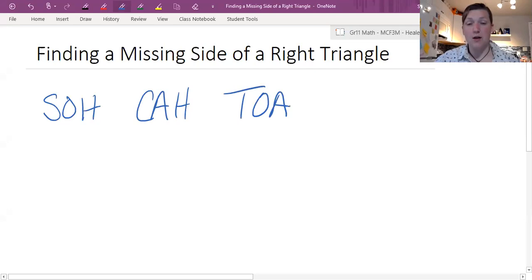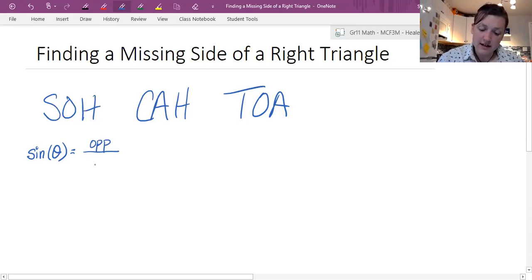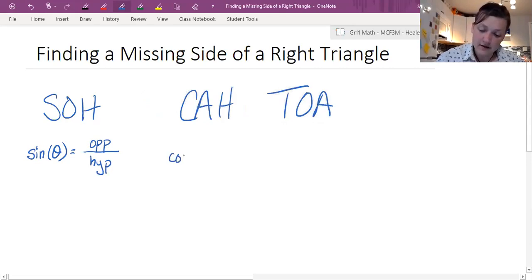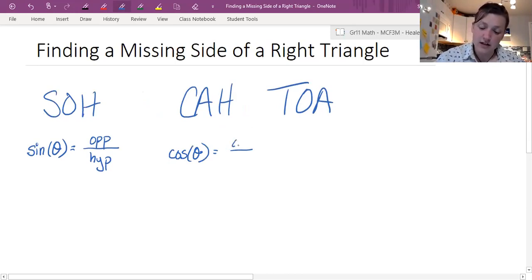And remember, this is just to help us remember which trigonometric function is the name of which ratio. So if you write the sine of a specific angle, that means for that angle, whatever it is, sine of that angle tells you the ratio between the opposite side and the hypotenuse. For cosine of an angle, this tells you the ratio of the adjacent side to the hypotenuse.